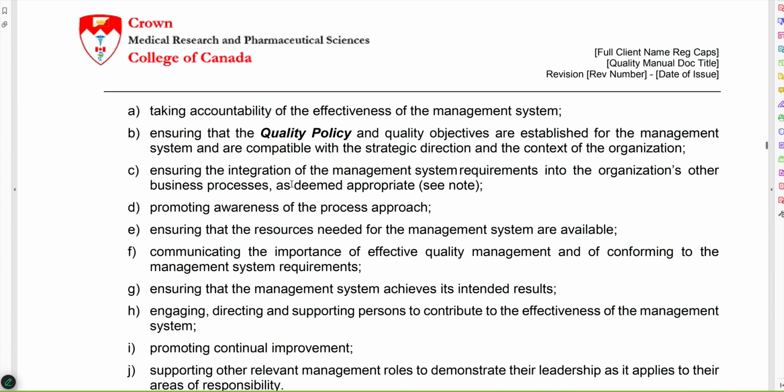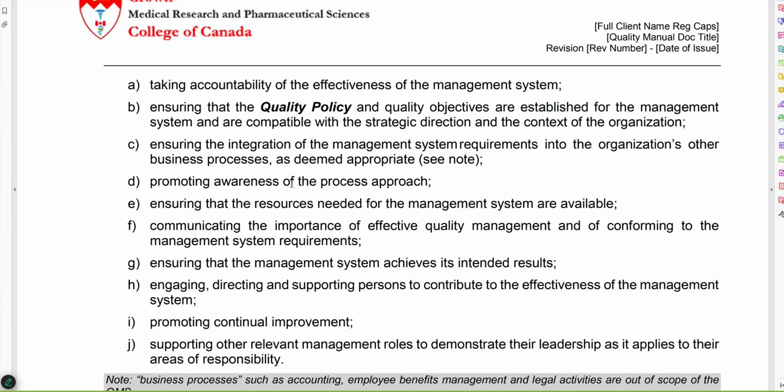And again, these are just a few examples of showing that the management is involved in continuous improvement. One of them is taking accountability for the effectiveness of the management system, ensuring that the quality policy and quality objectives are established, so the upper management writes those policies. We need to have the documented proof that they exist and that they are reviewed. Ensuring the integration of the management system requirements into the organization's other business processes as deemed appropriate. And then promoting awareness of the process approach, awareness by, of course, employees, and then ensuring that the resources needed for the management system are available, communicating the importance of effective quality management and of conforming to the management system requirements.